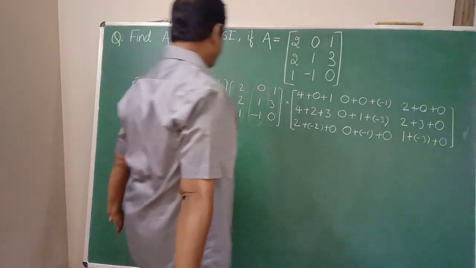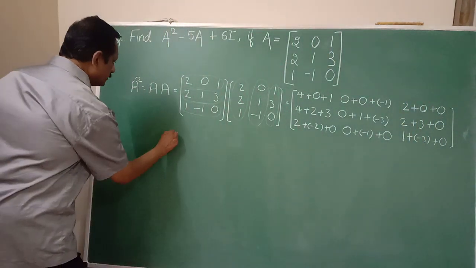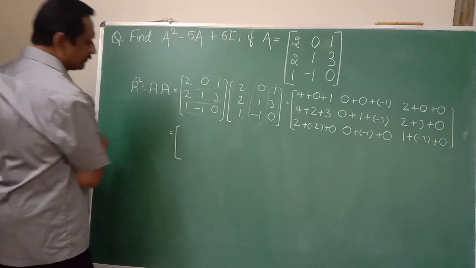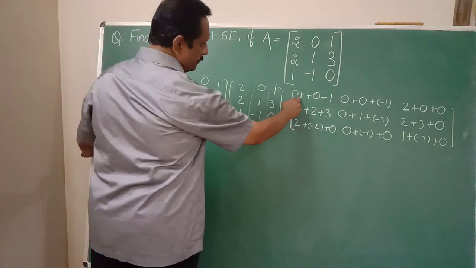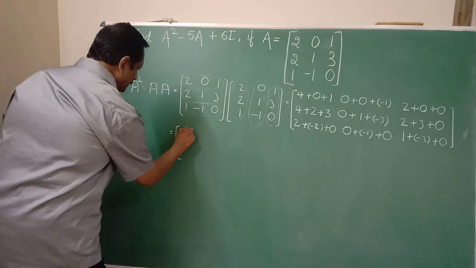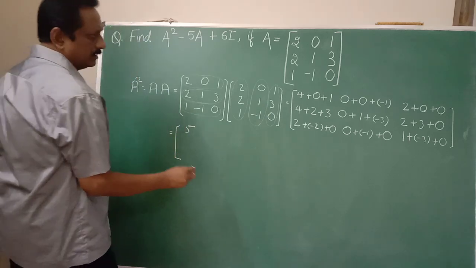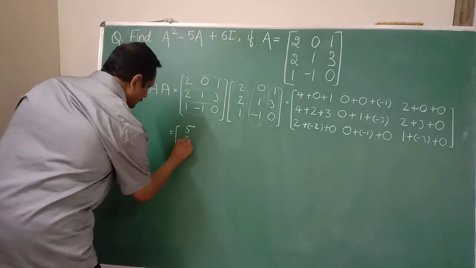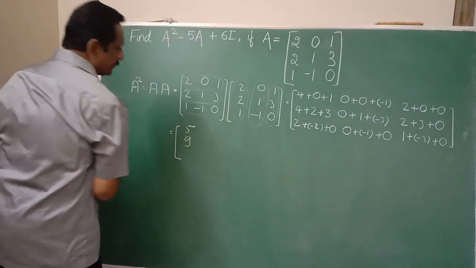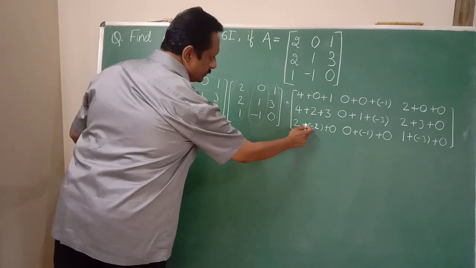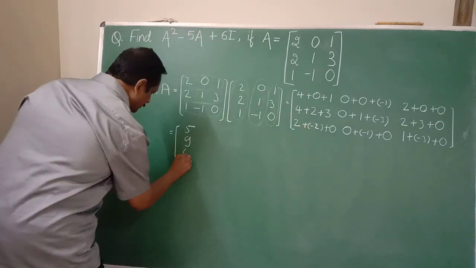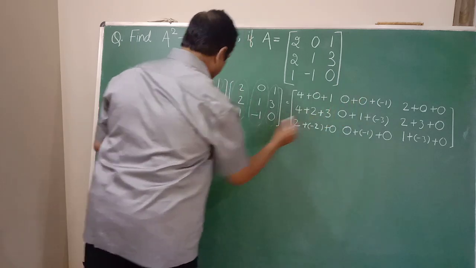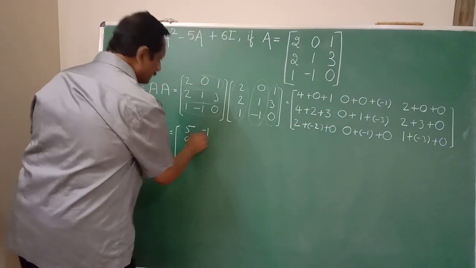Okay. Therefore this is equal to the matrix here. 4 plus 1 becomes a 5. So write here 5. 4 plus 2 is 6, plus 3 becomes a 9 here. So it is a 9. Then 2 minus 2 becomes a 0 here. So it is a 0. Then it is a minus 1 here. So write here minus of 1.